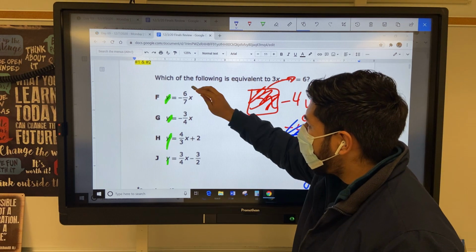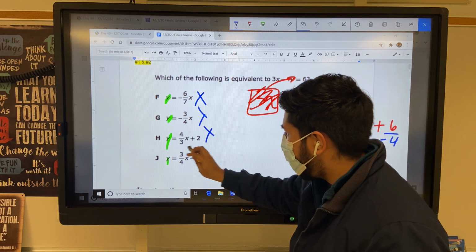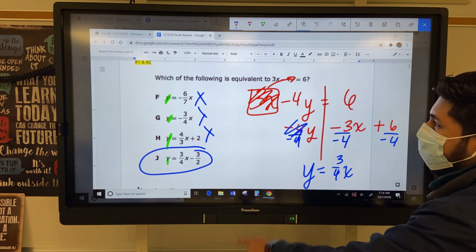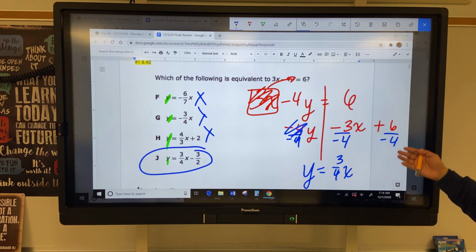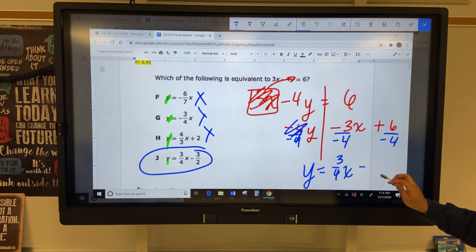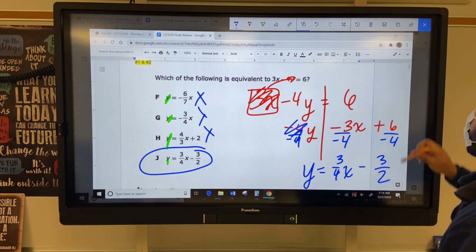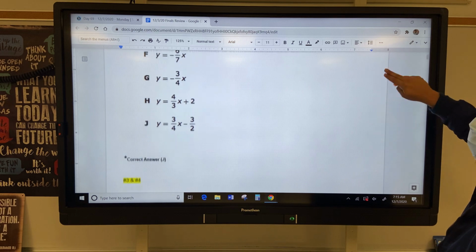Positive 3 over 4, nope, nope, nope. Looks good. I don't even have to finish it because I already did process of elimination. If you wanted to finish, this would be negative 3 over 2, which is right there. Awesome. That's for number 1 and number 2. Next one.